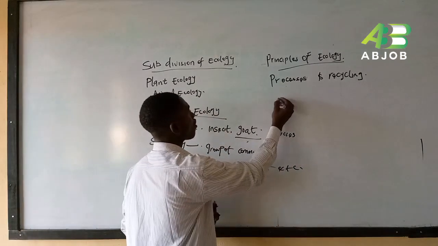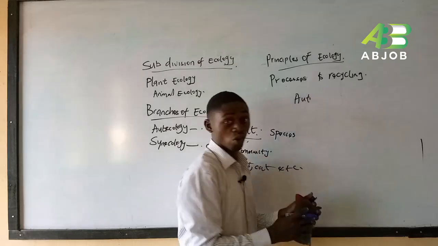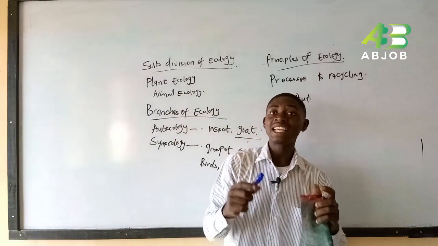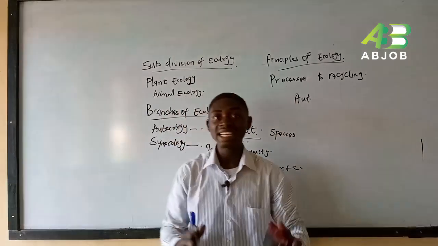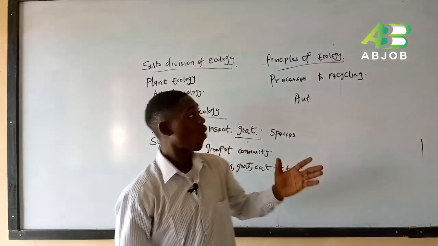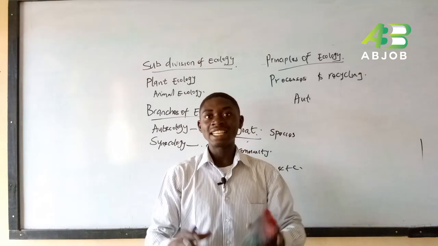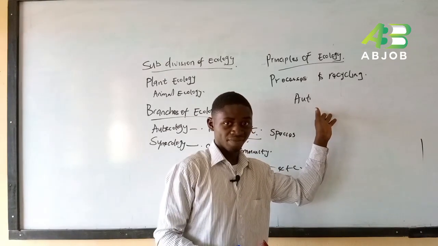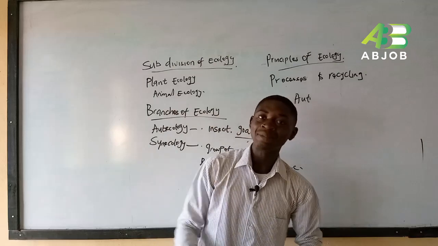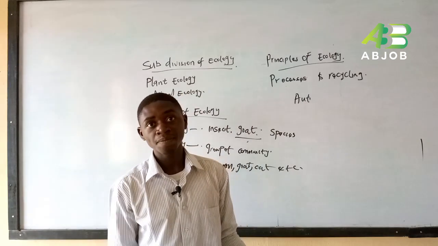Now, under organisms, we have autotrophs and heterotrophs. Autotrophs are the organisms that generate their food with the help of sunlight. They generate their food by themselves. Heterotrophs are organisms that feed on autotrophs. They do not generate their food by themselves. They feed on other organisms in order to live. Now, goat will feed on plants and man will feed on goat.